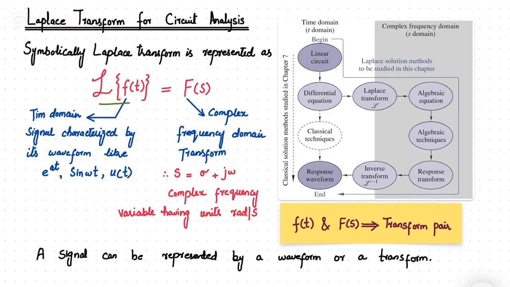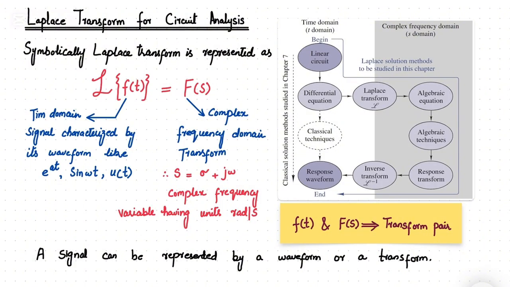Symbolically we represent the Laplace transform by this fancy L, which is used to represent Laplace. So Laplace of a time domain function, represented by f of t, is represented by capital F of s. Whatever letter we are using over here, the same letter would be used to represent its transform, but with a capital letter. And t represents the time domain function, whereas s represents the transform in the s domain.